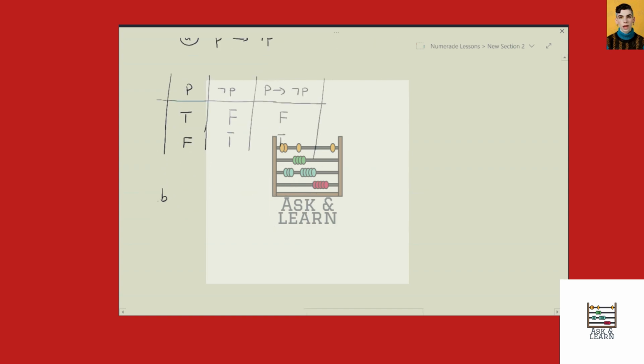Let's go to the next one. The next one is P bi-implication the negation of P. So P again is here for true and false, and the negation of P is also here for false and true. Then we're looking at P, then the bi-implication of the negation of P.